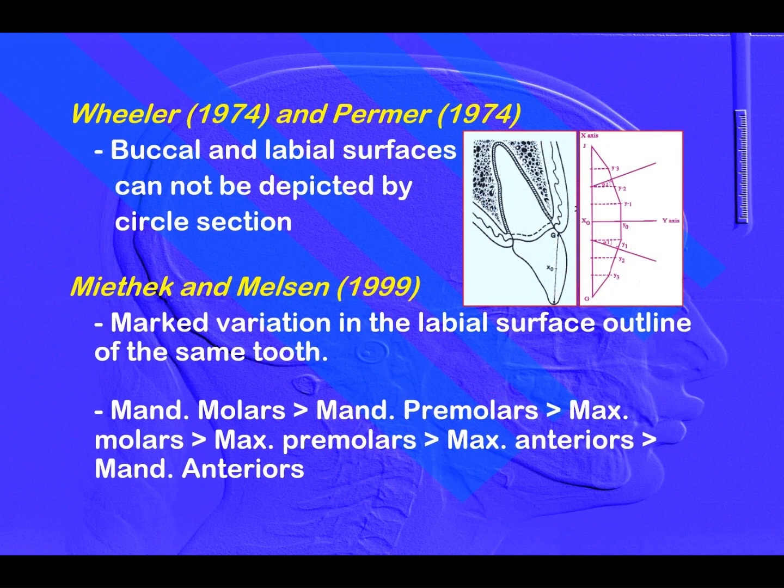According to Wheeler and Perma, the buccal surfaces of the posterior teeth and labial surfaces of the anterior teeth cannot be depicted by a circle section. Mietke and Melson found a marked variation in the labial surface outline of the same tooth. The buccal surface of the mandibular molars shows maximum variation, followed by mandibular premolars, maxillary molars, maxillary premolars, maxillary anterior, and mandibular anterior teeth. Because of this variation, slight vertical error in the bracket placement could result in abnormal torque expression.